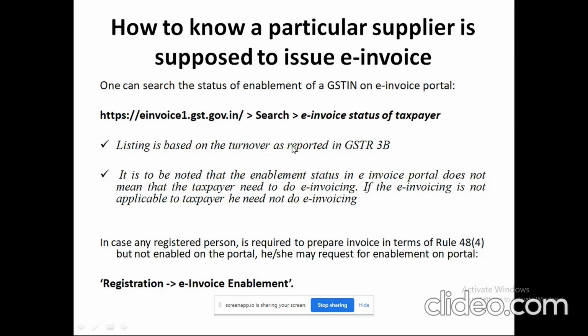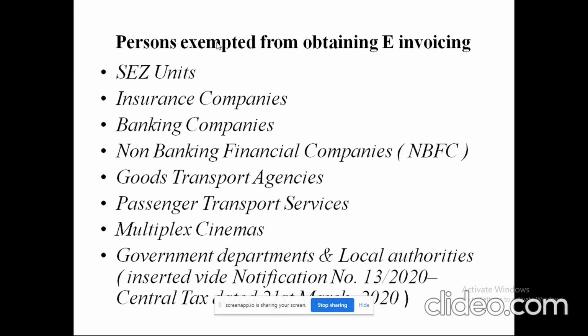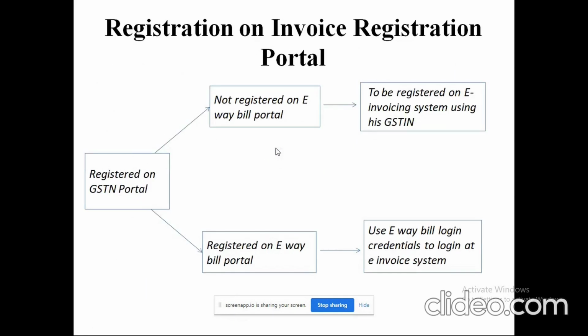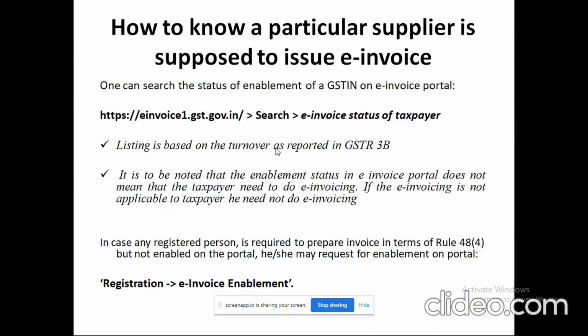Even if the status is shown as enabled, the taxpayer need not register under IRP when the taxpayer falls under the exempted categories. Exempted category of persons, these are the exempted category of persons I have already discussed. When the taxpayer falls under this exempted category, even if the status is shown as enabled, the taxpayer need not register the invoice in the invoice registration portal.